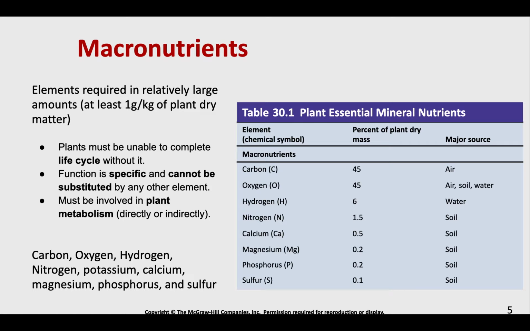All right, and if we look at this list, the further we go down, the less of those nutrients we need. So 45% of the plant mass is going to be carbon. If we look at sulfur, only about 0.1% is going to be sulfur. But it still needs it in such a large quantity that we would consider it a macronutrient.